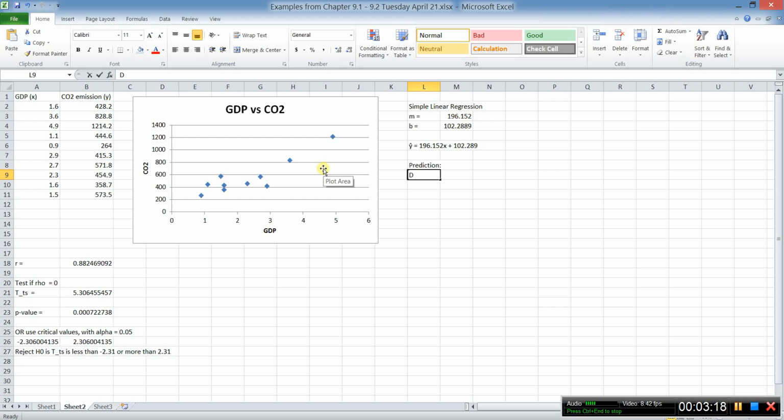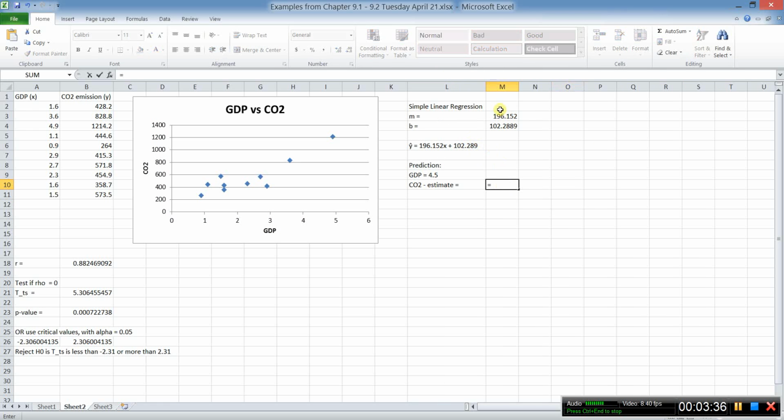Say GDP is 4.5, then what's an estimate for CO2? Let me write this as an equation. First thing I'm going to start with is my slope. Then I'm going to multiply that by the GDP, or X, 4.5, and I'm going to add the y-intercept. Press enter, and so there's my estimate of CO2.